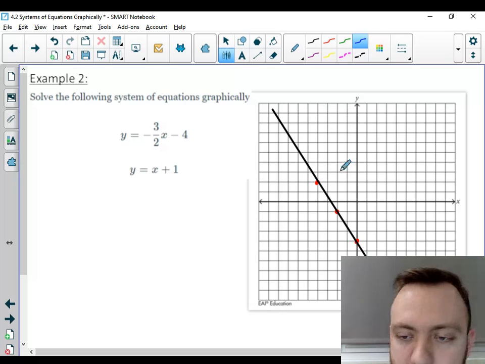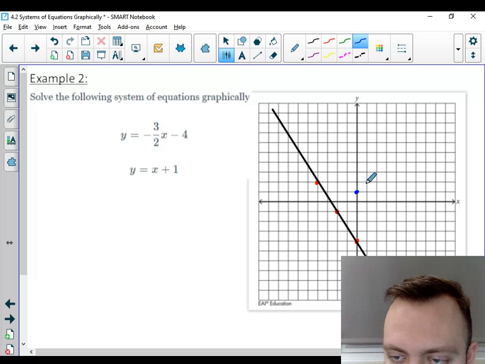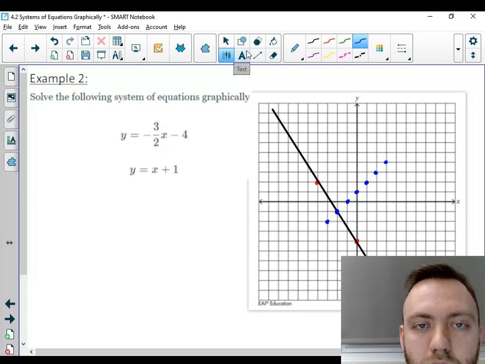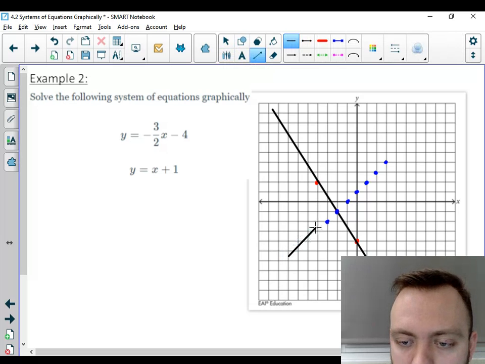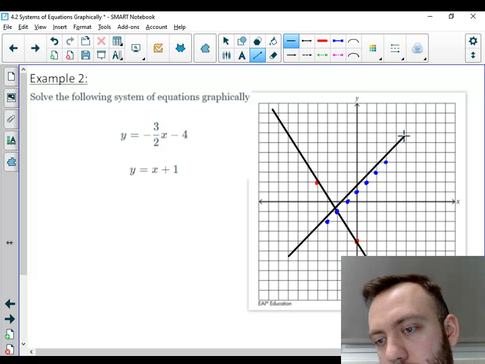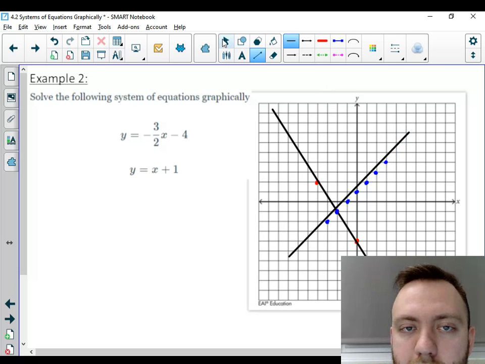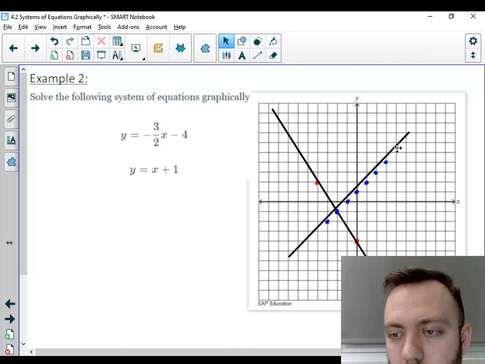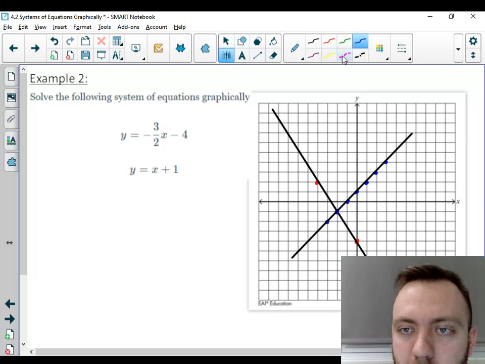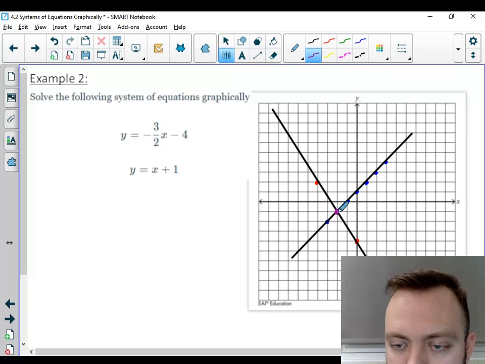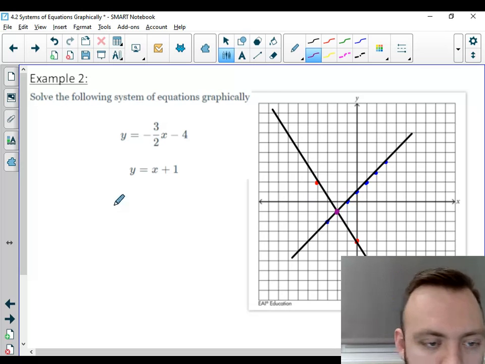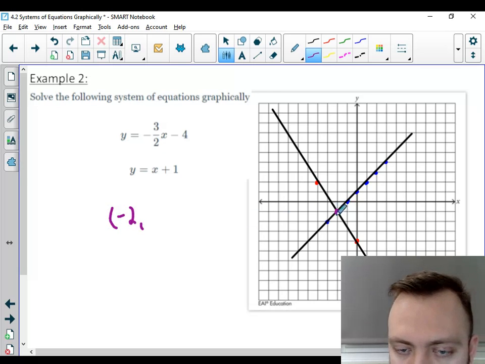And then our other line here, x plus 1, that's a pretty simple one. We start at 1, and then the slope is just x. And it looks like that'll be our solution right there. But if we were to graph it, it would look like that. And then the intersection would be our solution, and they intersect at this point right here. That point is negative 2 for the x, and negative 1 for the y.